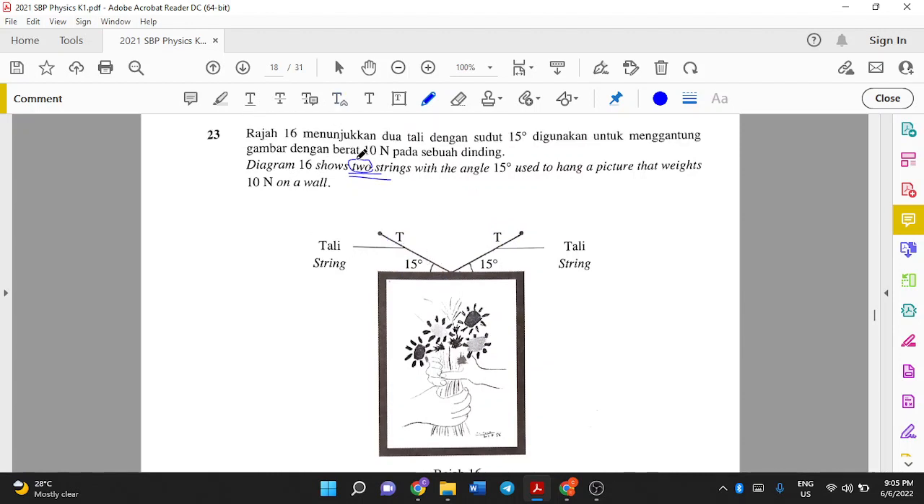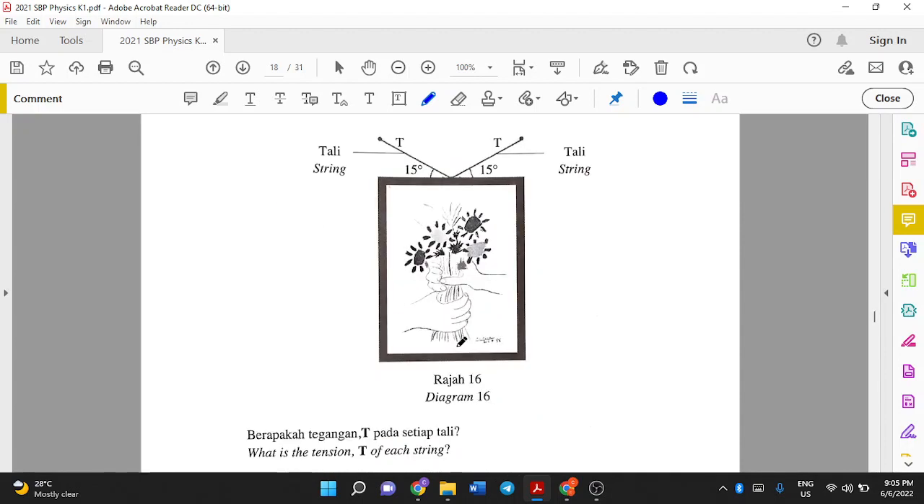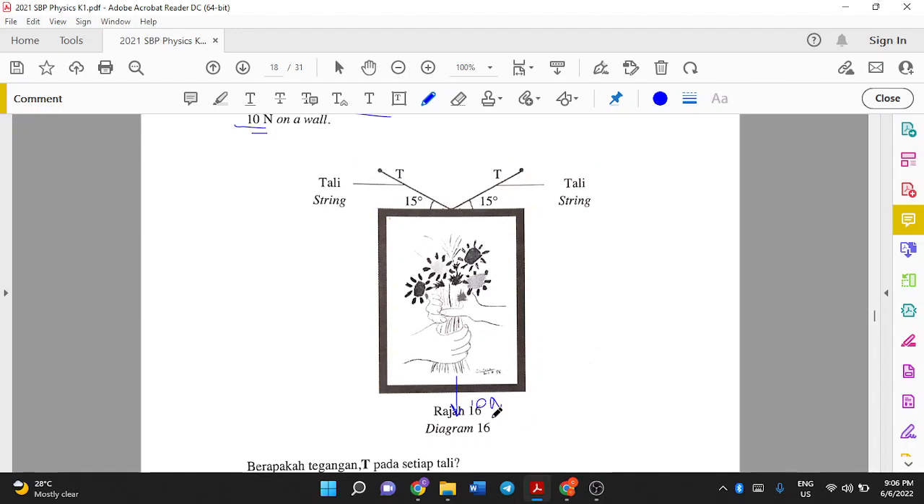The weight of the picture is 10N. Because the picture is in equilibrium, the upward force equals the downward force. So the upward force should also be 10N, since the downward force is 10N. So the tension should be pointing upward. First you need to resolve the tension into vertical and horizontal components. When you resolve it, you resolve these two tensions. This one is for the tension here, and this one is for the tension on the right side.